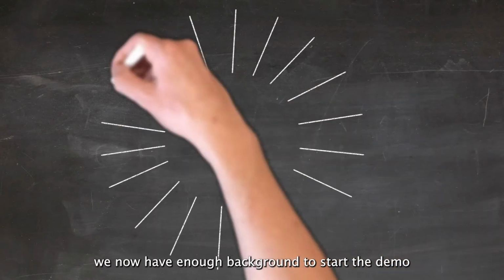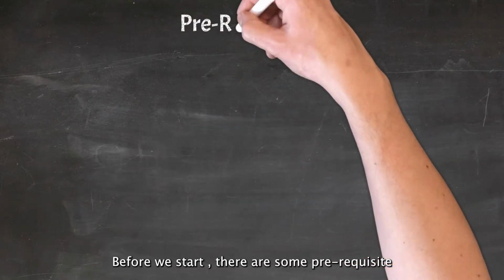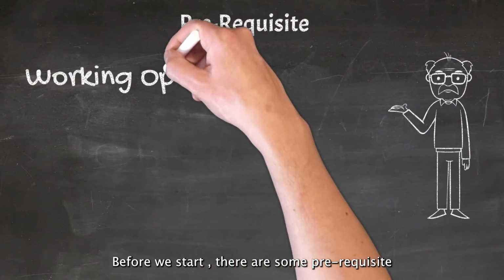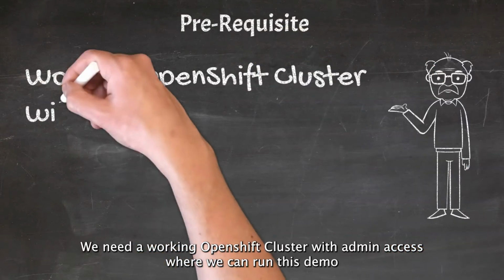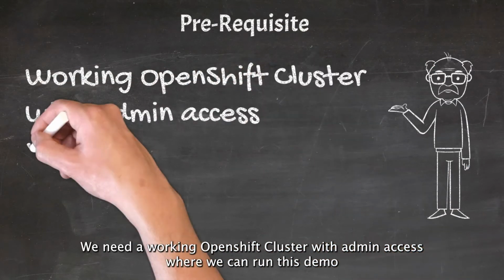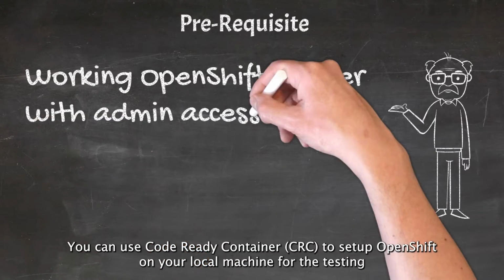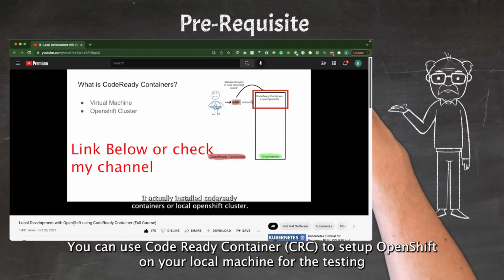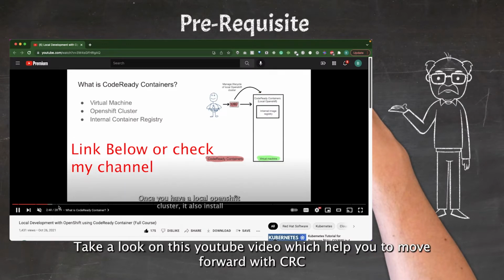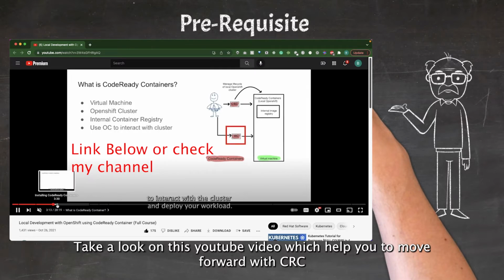We now have enough background to start the demo. Before we start, there are some prerequisites. We need a working OpenShift cluster with admin access where we can run this demo. If you don't have a running OpenShift cluster, you can use CodeReady Containers (CRC) to set up OpenShift on your local machine for testing. Take a look at this YouTube video which will help you move forward with CRC.